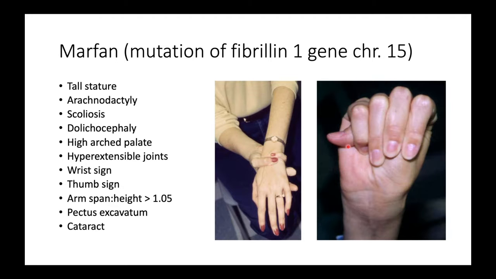And the thumb sign, they can easily adduct their thumb well across the palm. And when they've closed the fist, the phalanx of the thumb is overlapping. So that's a positive thumb sign. They also have an increased arm span to height ratio greater than 1.05. They have pectus excavatum, and because they may have lens subluxations or dislocations, they could have cataracts.